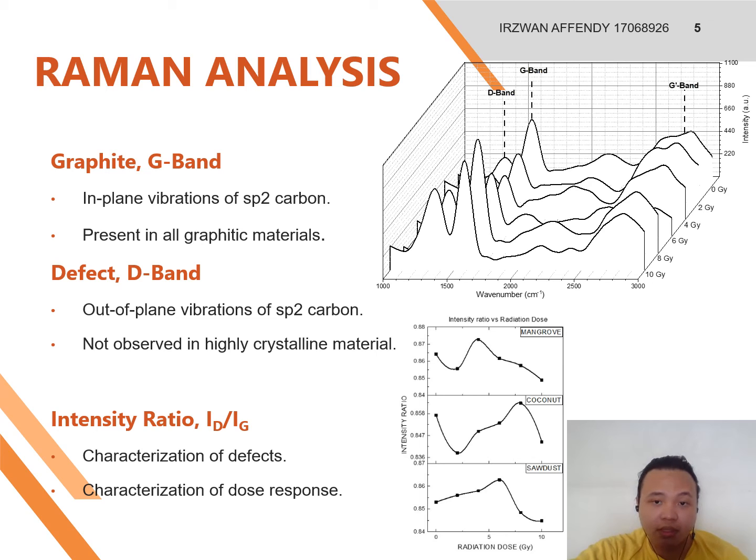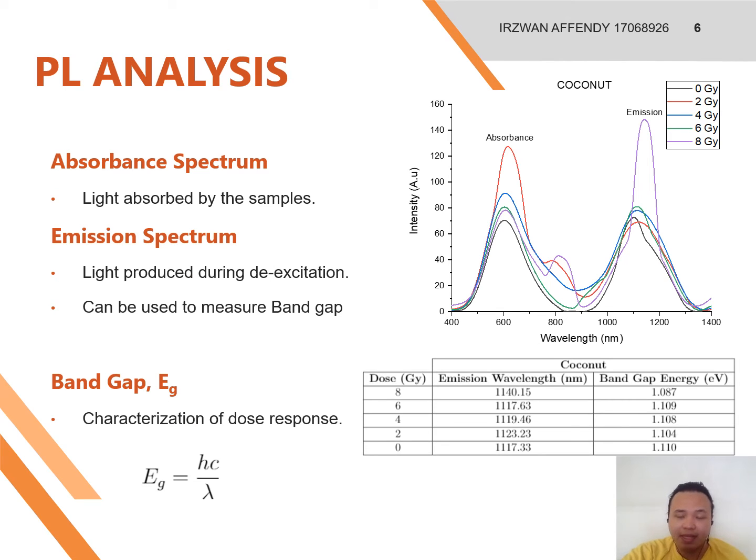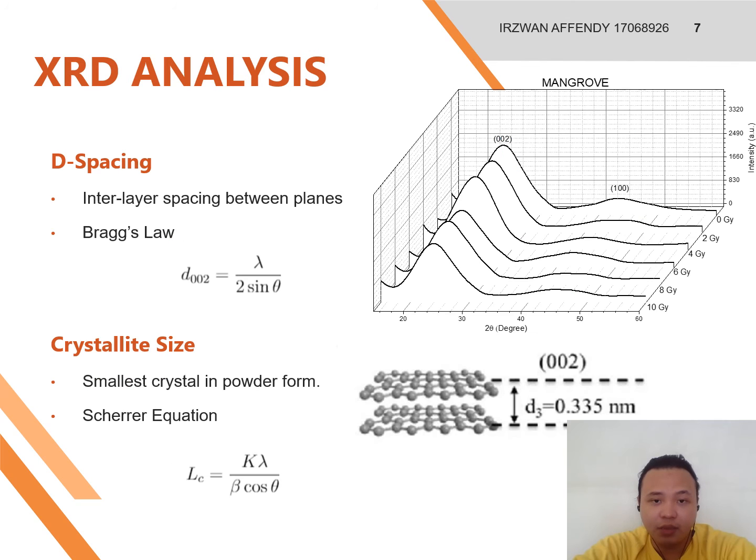However, when we plot the intensity ratio as a function of dose, we can observe a wave-like pattern showing a non-linear dose response. Then, similarly, we carry out the PL analysis for our samples. The first and the second peak correspond to the absorbance and the emission wavelength respectively. Now, by using the emission wavelength, we can calculate the band gap energy for our samples. Looking at the tabulated results below, we can see that the energy band gap also did not show a linear dose response. Finally, we perform XRD analysis on our samples.